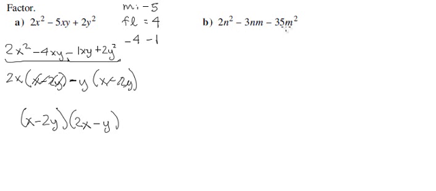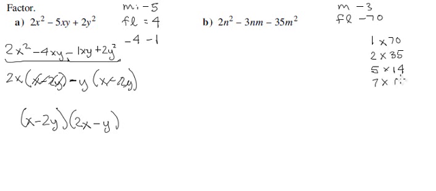No common factors. Middle coefficient is -3. First times last is 2 times -35 is -70. So how many ways are there to make 70? The obvious one. 2 goes into 70 35 times. 3 does not go into 70. 4 doesn't go into 70. 5 goes into 70 14 times. 6 doesn't go. 7 goes into 70 10 times. 8 doesn't go, 9 doesn't go, 10 is already on our list, so that means you can stop looking.